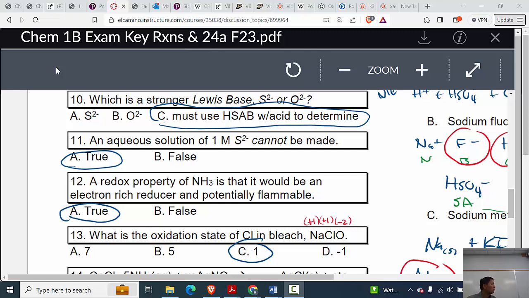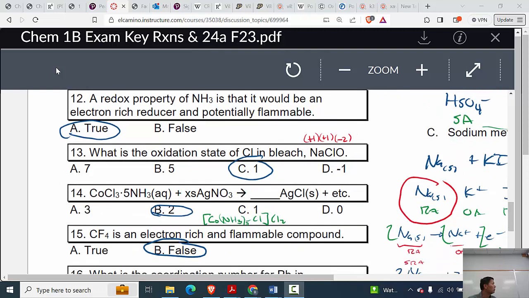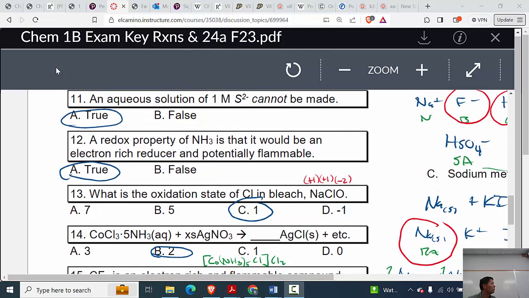A redox property of ammonia is that it would be an electron-rich reducer and potentially flammable. That is true. So we should be able to burn ammonia. What is the oxidation state of chlorine in bleach? Yeah, +1. This is why we never mix bleach with ammonia cleaners.